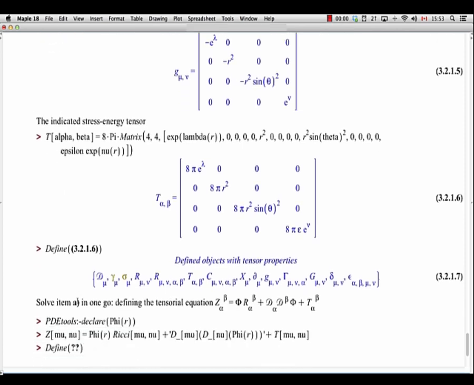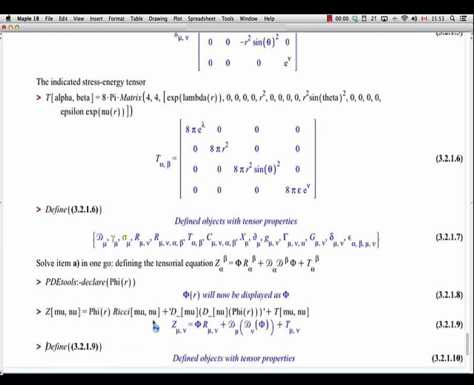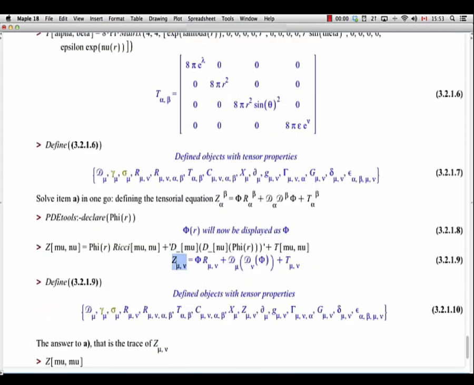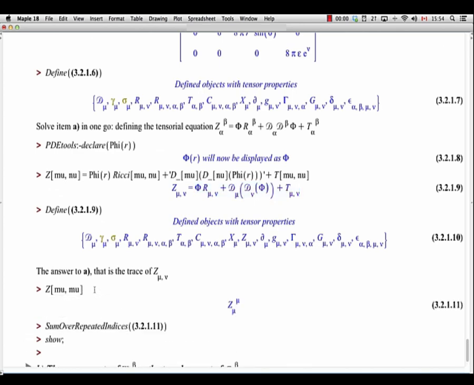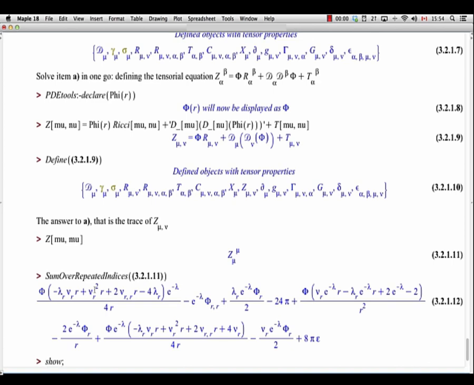We define this to be a tensor so that we can compute with the components of this thing. And now we solve item A in one go. Just define a tensorial equation. We will call this Z. We define this so that we can compute with Z representing this abstract tensorial equation, where each object is in turn defined in terms of other tensors. For instance, the Christoffel symbols are defined in terms of the space-time metric and so on. To compute the trace, we just write the contracted form of Z, sum over the repeated indices, and there we are with a differential equation representing the trace of Z.